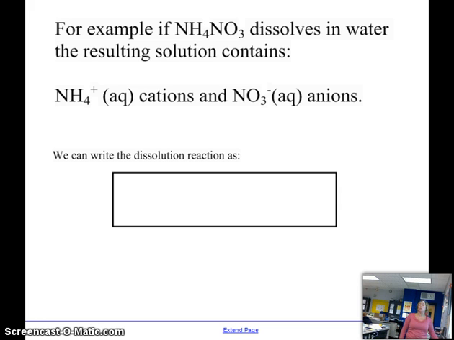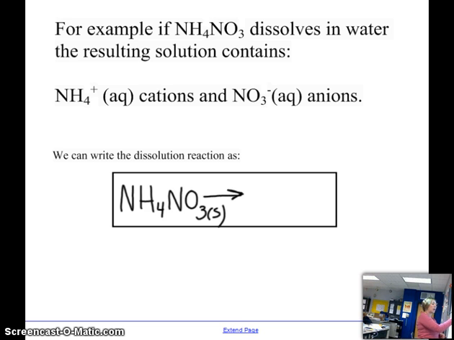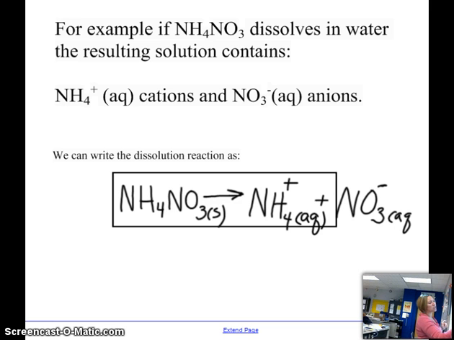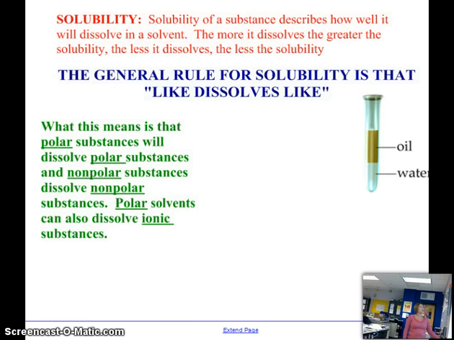Another example is ammonium nitrate dissolving in water. We can write the dissociation reaction or the dissolution reaction as NH4NO3 solid. We do not include water as part of the reaction in the sense that we do not write it as a reactant. But since we're breaking this down into the ions that compose ammonium nitrate, the ions are ammonium and nitrate. They must have the charge. And to show that water is present, we just include the aq symbol, the aqueous. So we break that salt, that ionic compound, down into the individual ions that compose it. Okay?